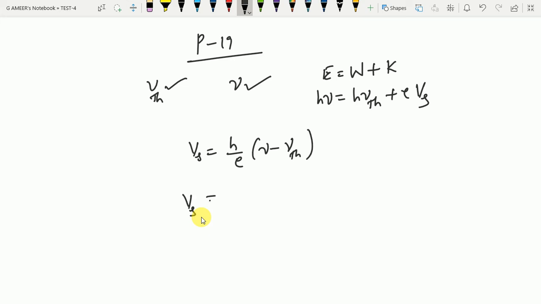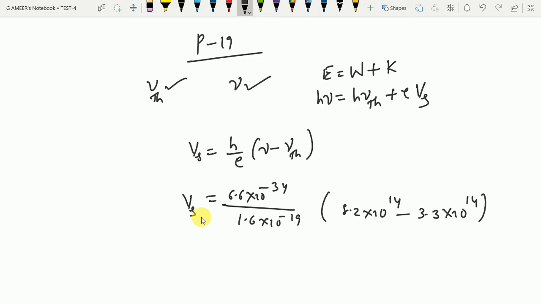So h value will be 6.6 into 10 power minus 34. E value is 1.6 into 10 power minus 19. So nu is given as 8.2 into 10 power 14 minus 3.3 into 10 power 14. So then after all this I'll get a stopping potential of approximately 2.2 volts. So 2.2 volts is there in option A. So nearly, we need to comment the answer is nearly.